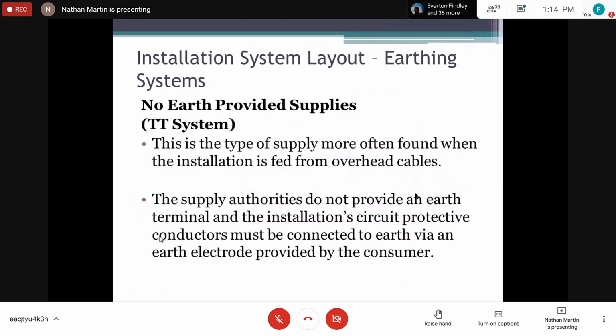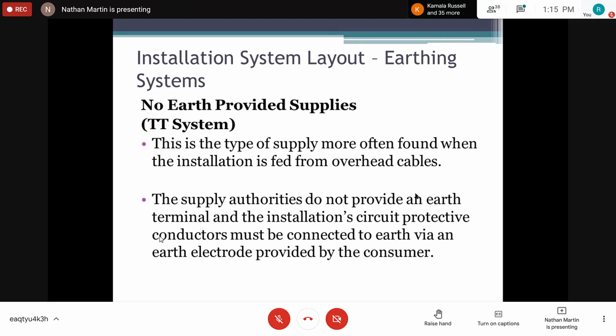And we'll talk about the TT, no earth provided supply, meaning that you would have to provide your own earth, right? So they don't send an earth to your house, right? Even though their system is earth bonded, so they supply a neutral earth, but they don't supply a separate earth.